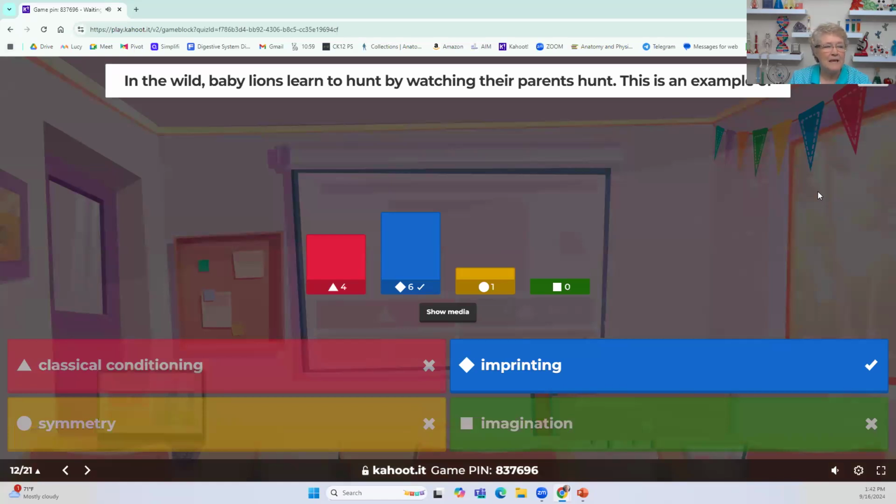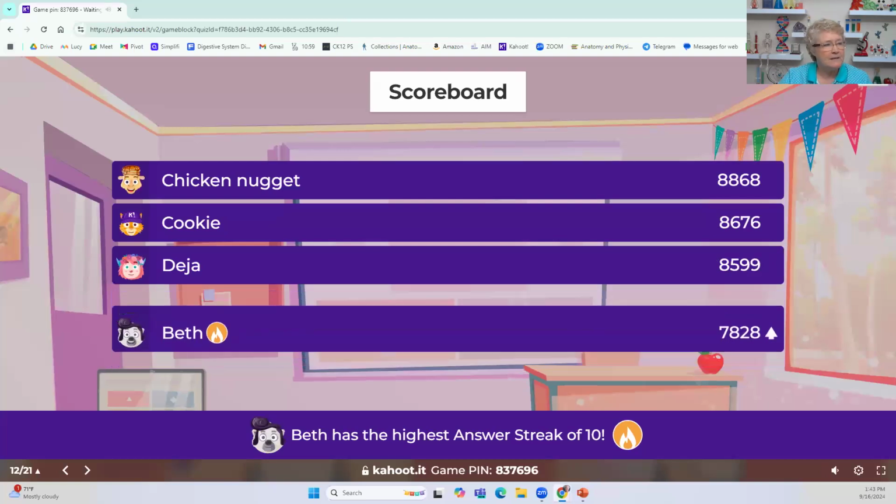This is an example of imprinting. Imprinting. You learned about the different kinds of behavior last week. So imprinting is where they watch and they learn from what the parents are doing. All right, let's see here.